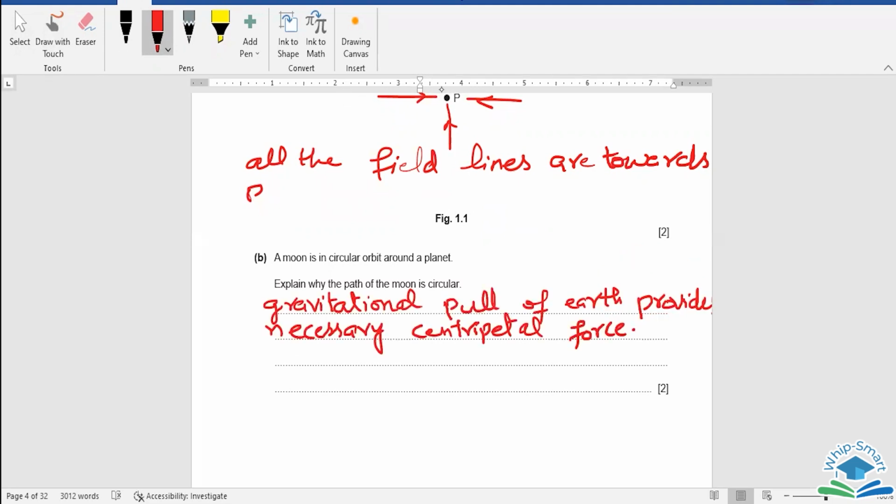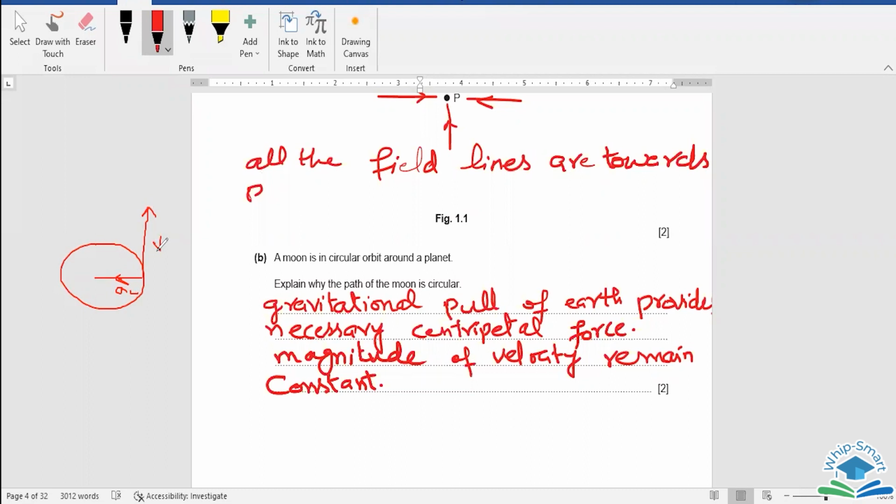Also remember that the magnitude of velocity for a body moving in a circular path always remains constant, but the direction changes constantly. Another point which I can describe here is that velocity and acceleration, which is actually the centripetal acceleration, are perpendicular to each other. The centripetal acceleration is towards the center and the velocity is along the tangent. So velocity is perpendicular to centripetal acceleration. This point can also be written in this question.